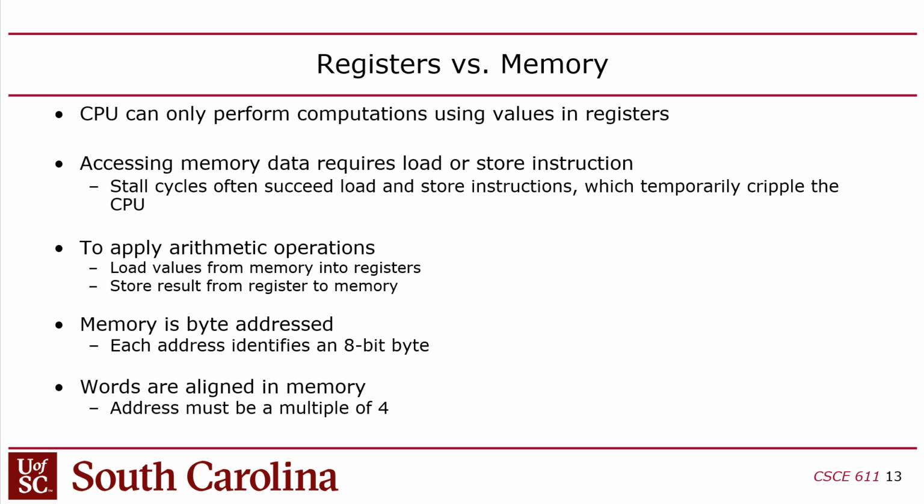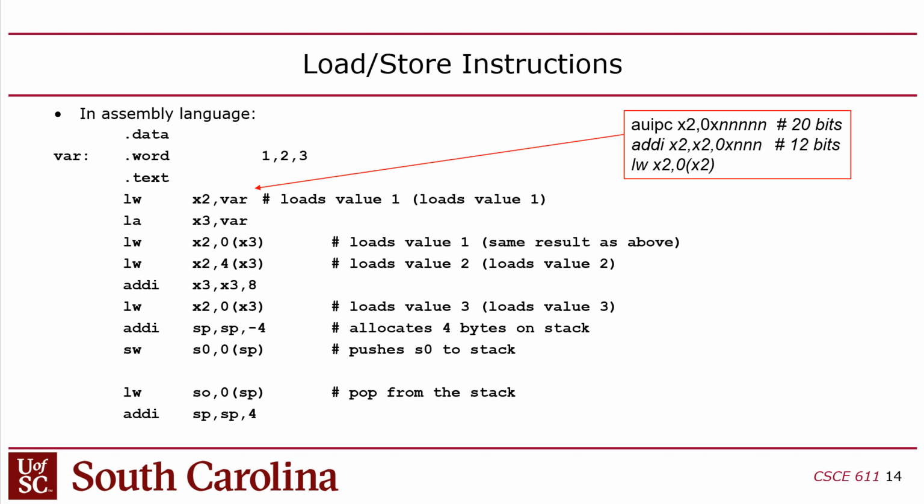RISC architectures are called load store machines. You might be familiar with that term from 212. It means that they can only perform operations on values that are in the registers. And then you have to use separate instructions called load and store to exchange values between registers and the external memory. There's several ways to address memory with load and store instructions.